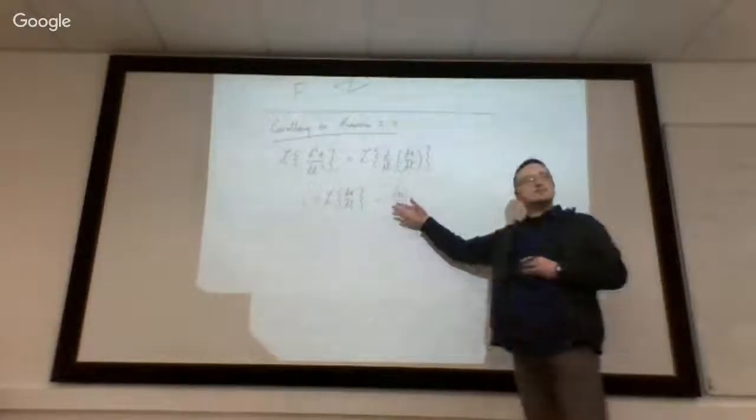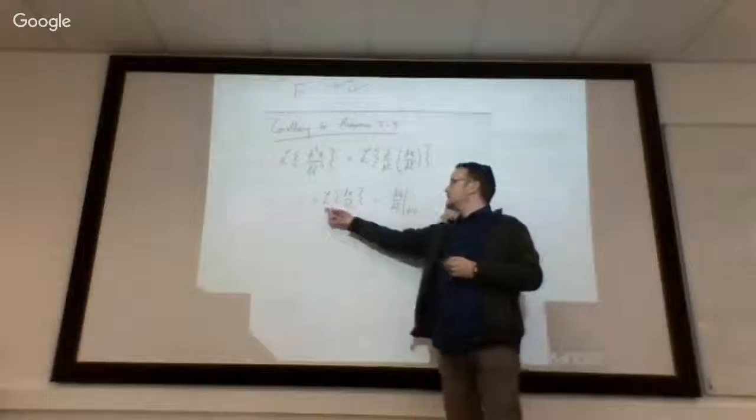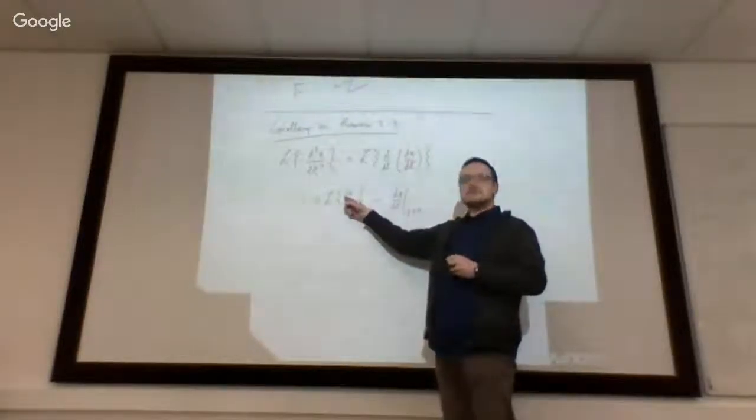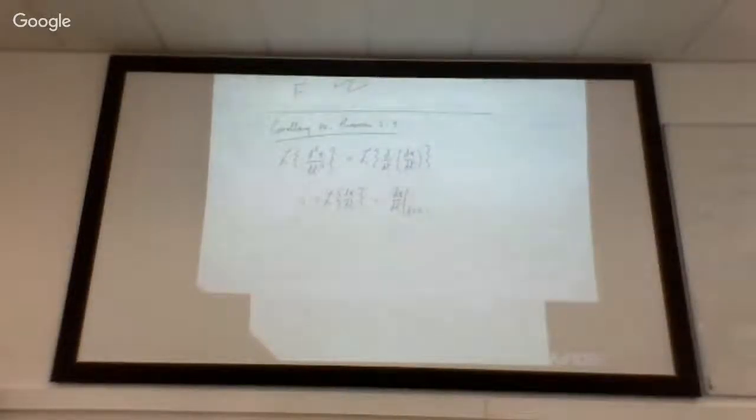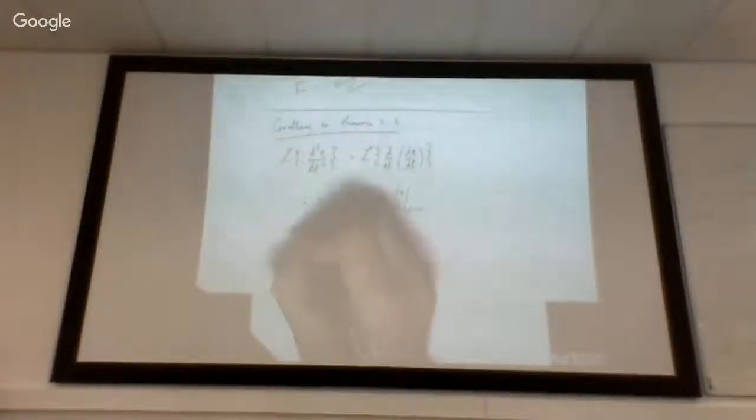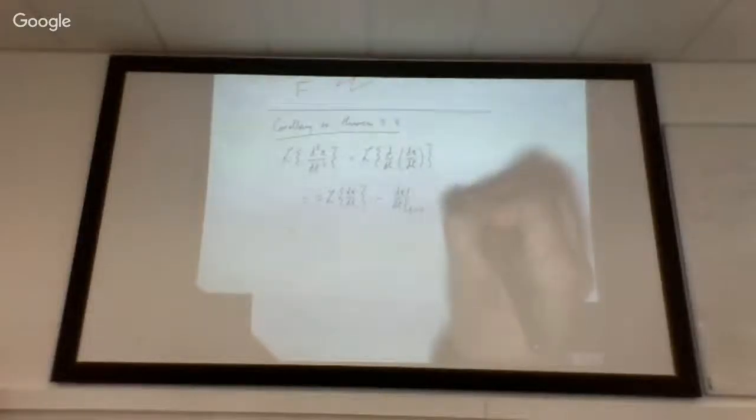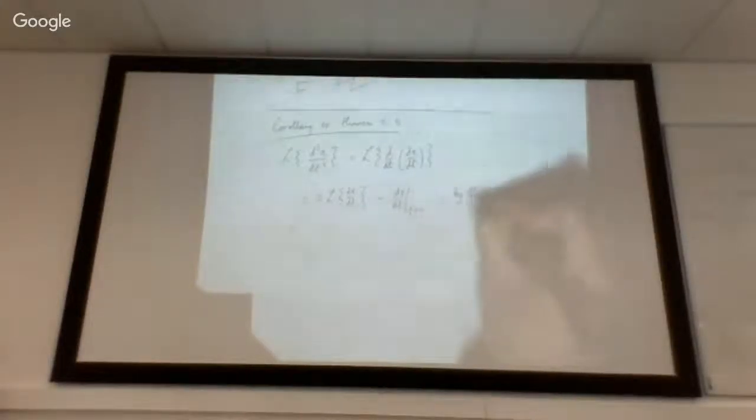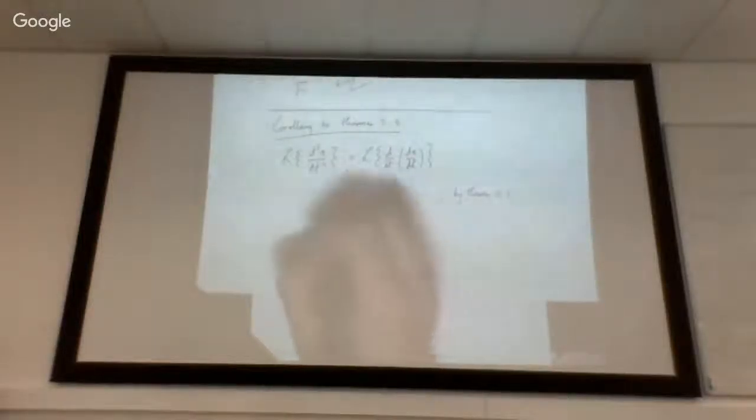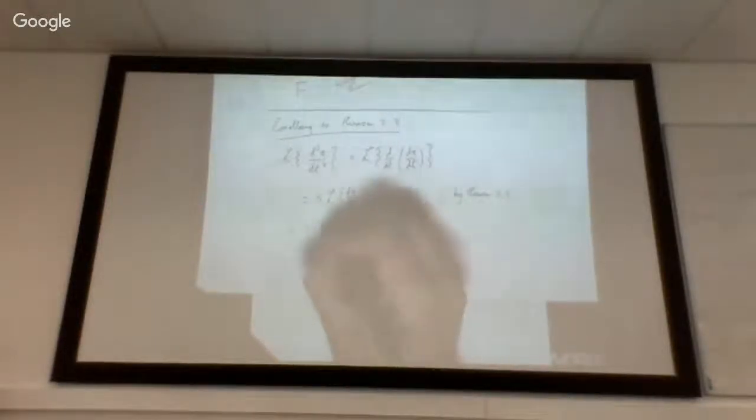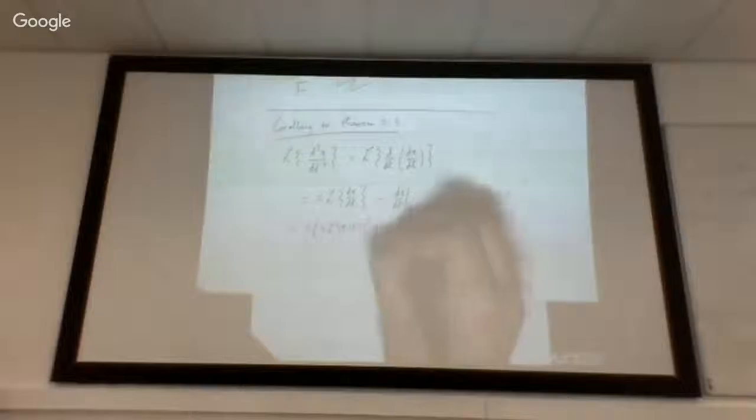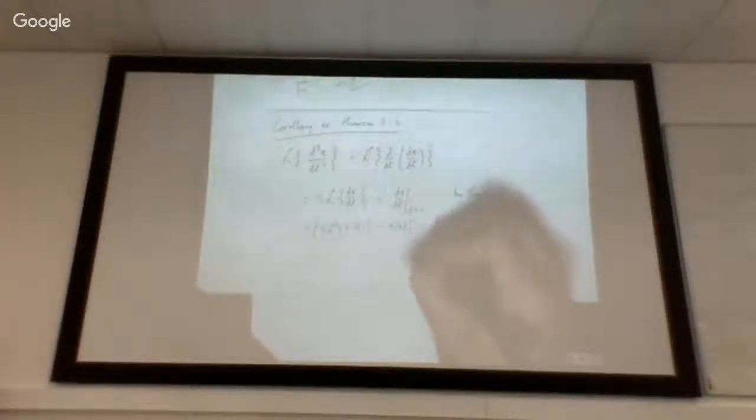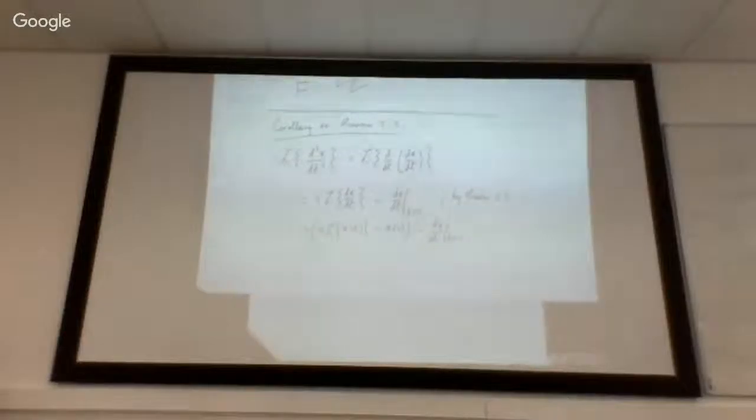Well, we can see an opportunity here to apply theorem 2.3 again, because in this term here we've got the Laplace transform of the derivative of x. So we should apply theorem 2.3 again to get that back to an expression involving the Laplace transform of the original function x itself. So this is by theorem 2.3. And so this becomes s times the Laplace transform of x of t minus x of 0. And we've still got the initial value dx dt evaluated at 0.